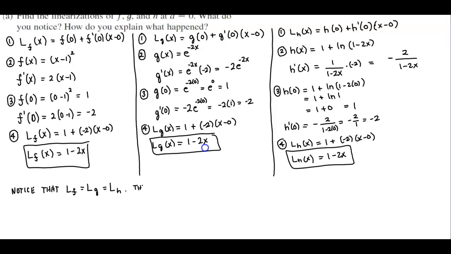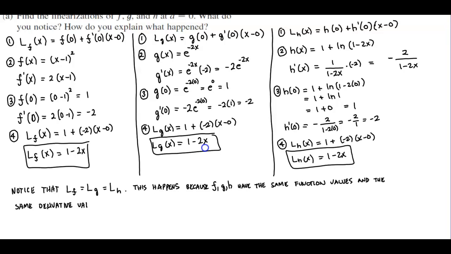Okay, and why does this happen? Well, this happens because f, g, and h have the same function values and the same derivative values at a equals 0.